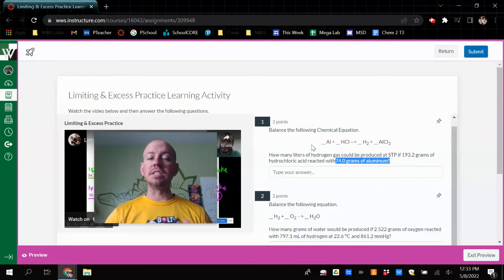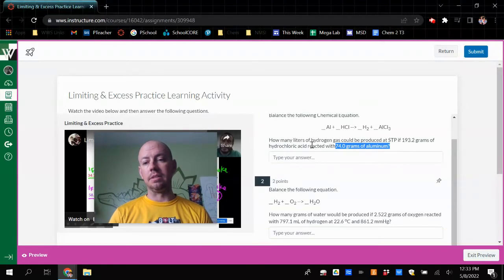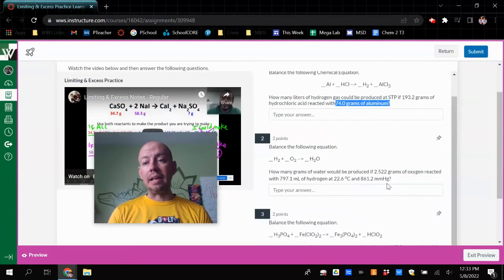Don't try to just do this in your head or your calculator. Don't try to guess about what's limiting or excess. Practice writing out your work. It can be really easy. You might see, okay, grams to moles to grams. So grams of oxygen to grams of water.